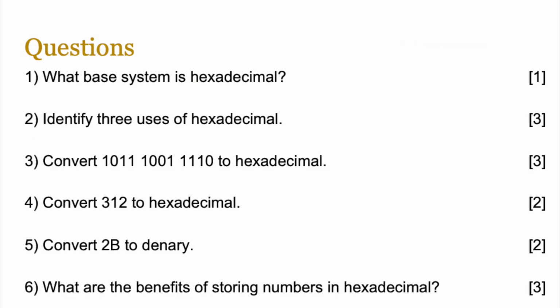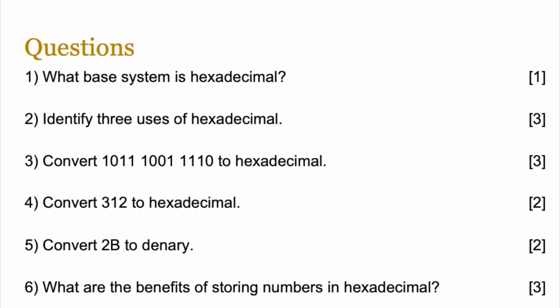Okay, that's about it for this lesson. Hopefully you can answer the following questions. What base system is hexadecimal? You should be able to identify 3 uses of hexadecimal. You should be able to convert numbers like 1011, 1001, 1110 to hexadecimal. You should be able to convert 312 to hexadecimal, and similarly, you should be able to convert 2B to denary, or perhaps binary as well.